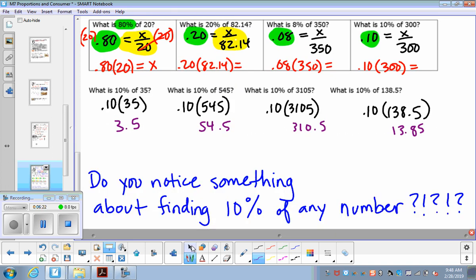Do you notice something about finding 10% of any number? 10% of 35 was 3.5. 10% of 545 was 54.5. 10% of 3,105 was 310.5. And 10% of 138.5 was 13.85.